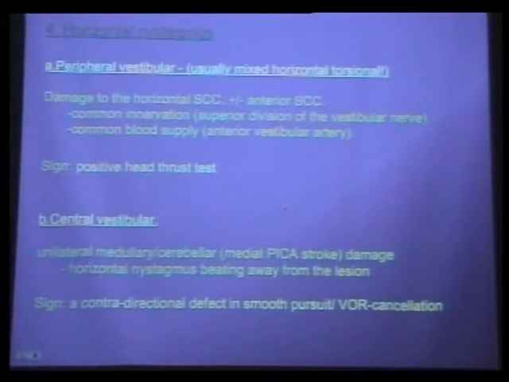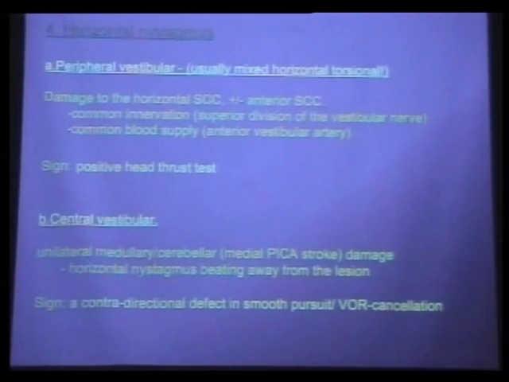Horizontal nystagmus. I divide this into two because, unlike all the other movements we described so far, the torsional, upbeat, and downbeat, those are all central nystagmus. Those are hardly ever caused by peripheral vestibular disease. You see that there's something wrong with the brain stem or the cerebellum.